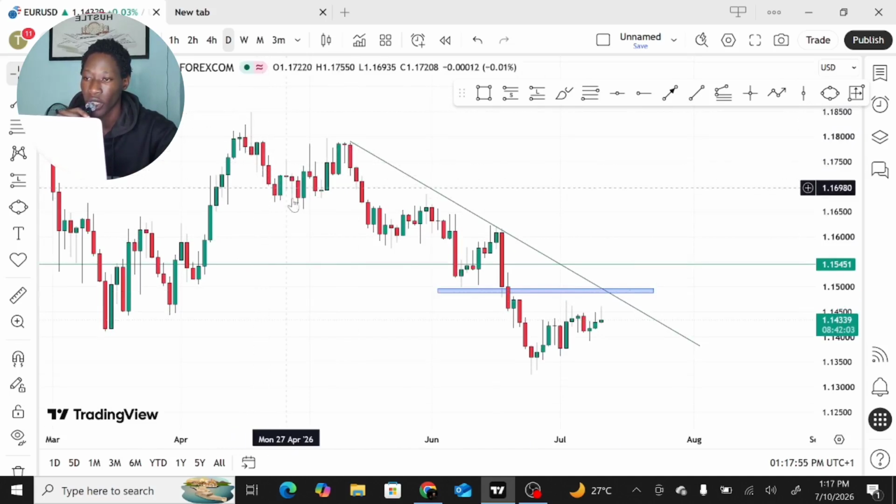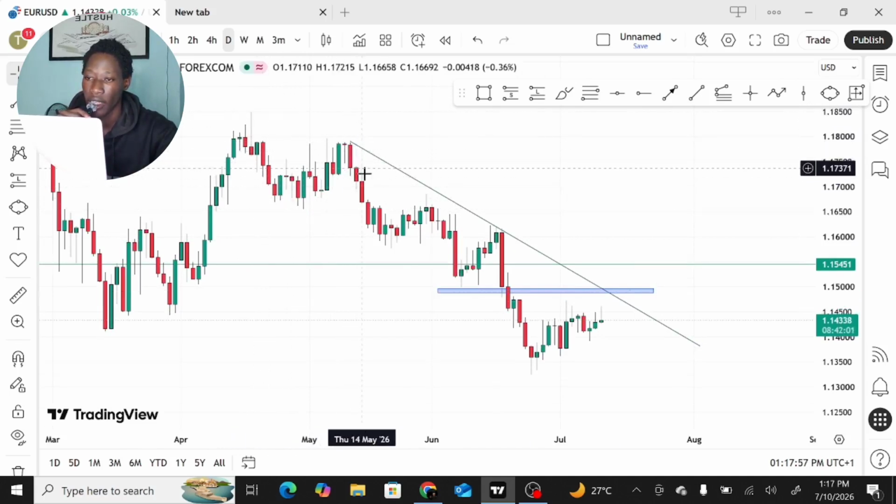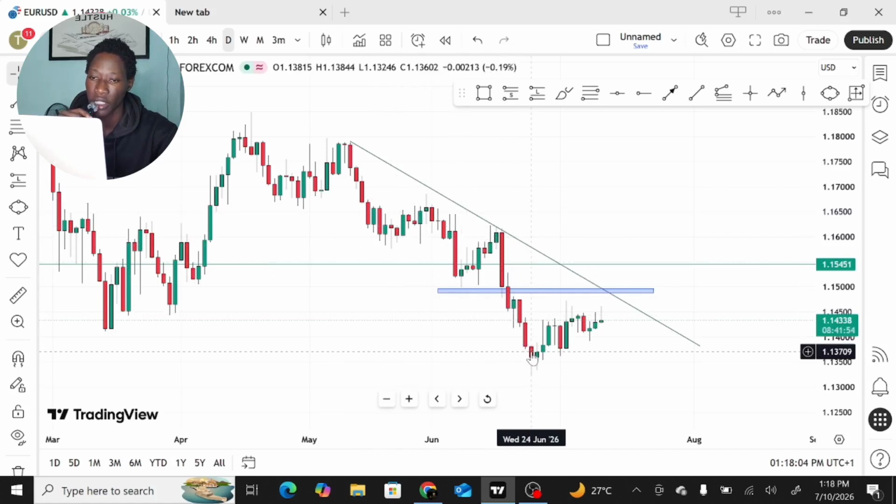There's a high, there's a low. There's a lower high, there's a lower low. There's a lower high, a lower low, a lower high. The lows keep getting lower, and the highs keep getting lower. Right now, this is what is currently happening in the market.